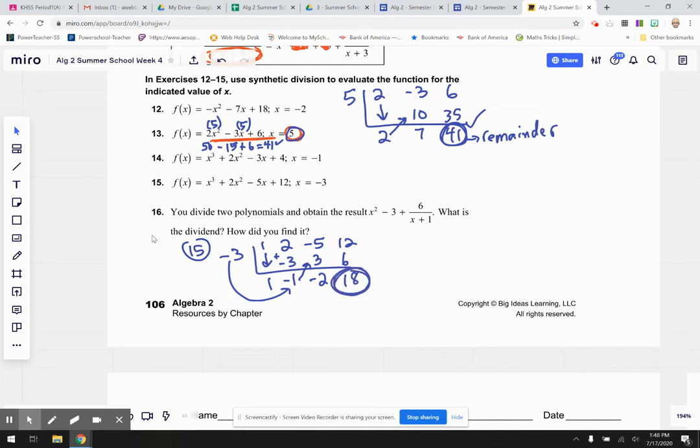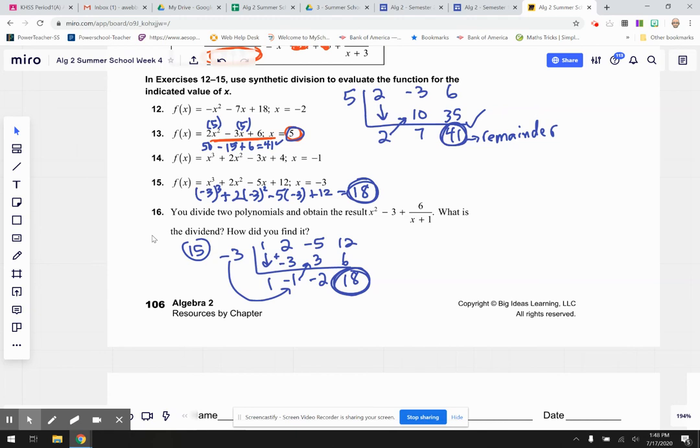If you plugged in a negative 3 into all of these, negative 3 cubed plus 2 times negative 3 squared minus 5 times negative 3 plus 12, that answer is going to equal 18. All right, so there's your long division.